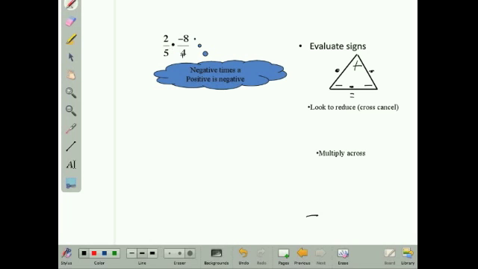Since we're dealing with fractions, we want to look to reduce whenever we can. 5 can't be simplified to anything. It can't go into any of these numbers. But I do know that 2 can go into 4. So I'm going to reduce that right now. Furthermore, I know that this 2 can go into a negative 8.